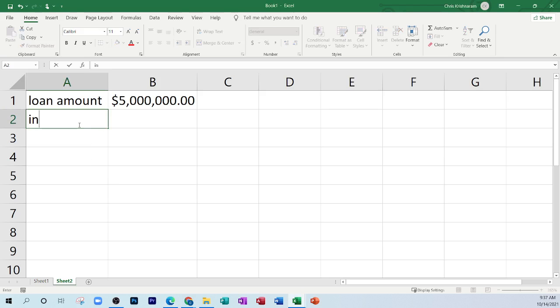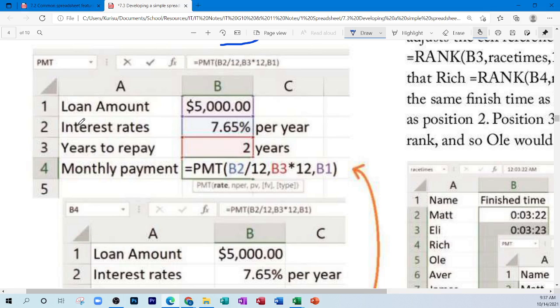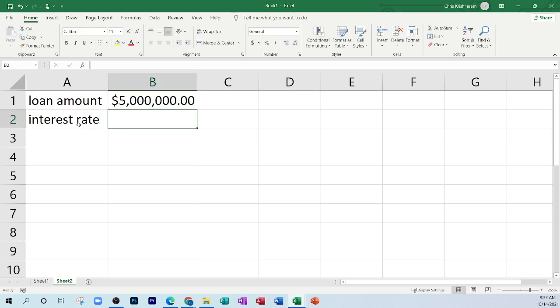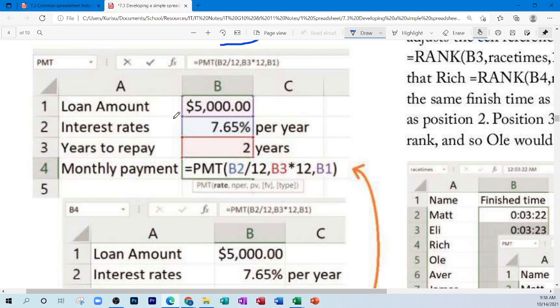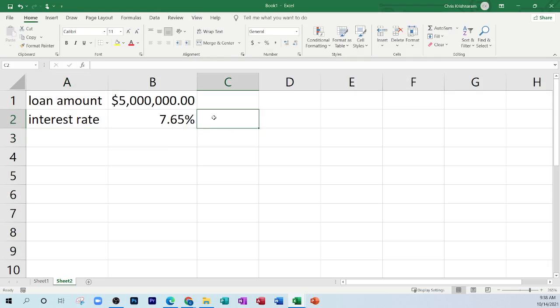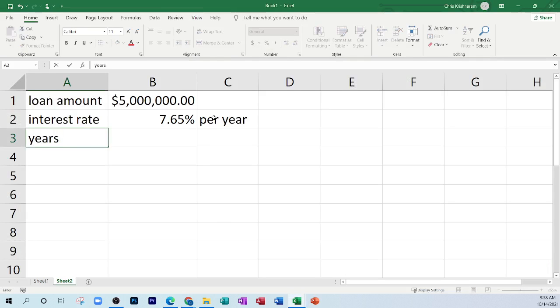Interest rate. So that's going to be 7.65% per year. And then we have years to repay, basically how long. And they have 2 years.